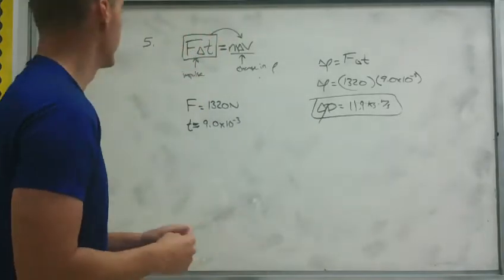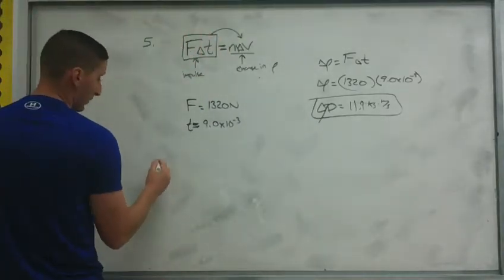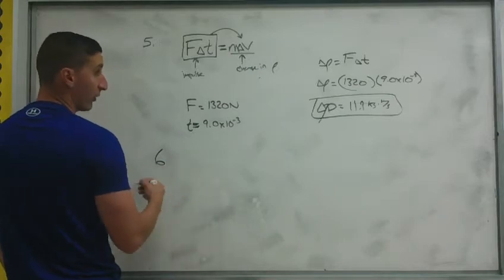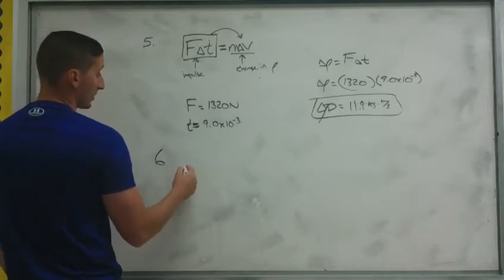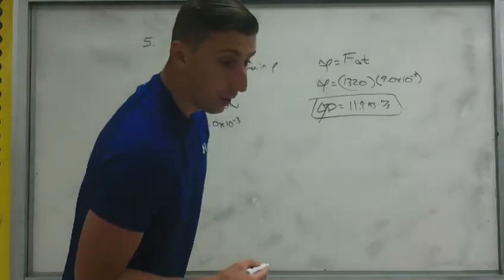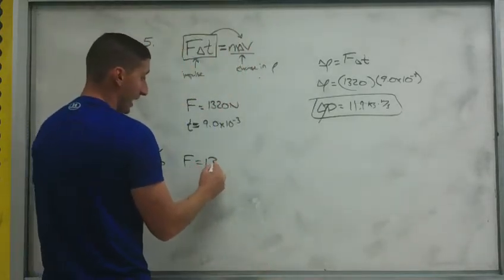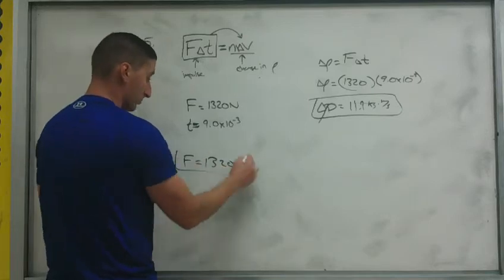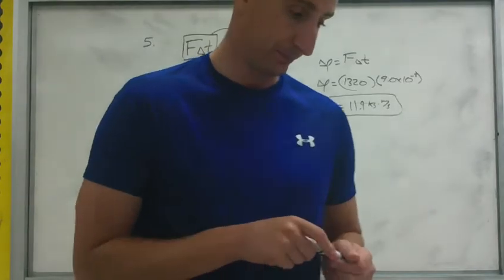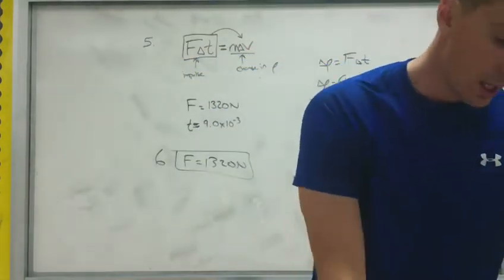Okay, so for number 6, from Newton's third law of motion, for every action there's an equal and opposite reaction. So the answer to this is just the same. The force that the ball exerts on the bat is the same as the problem above. It's 1,320 newtons because every action has an equal and opposite reaction. All right, pretty easy so far.